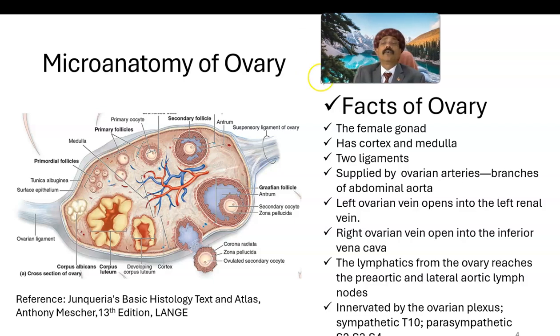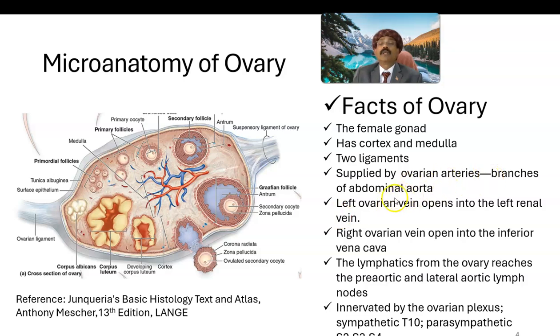Okay. So this is a microanatomy of the ovary. We are saying this is a gonad, so it produces ovum as gamete. It has cortex, this part is cortex, and this is medulla. Two ligaments. One is the suspensory ligament going laterally to the pelvic wall at the level of the external iliac artery. This is the ovarian ligament going to the cornu of the uterus, the horn of the uterus, near the fundus.